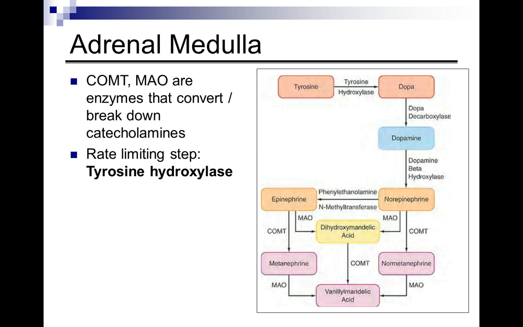These substances are then broken down by a combination of two enzymes, MAO, monoamine oxidase, and COMT. These enzymes lead to metabolites that include normetanephrine and metanephrine, as well as vanillylmandelic acid, VMA, which is something that classically is found in the urine of patients who have a pheochromocytoma.